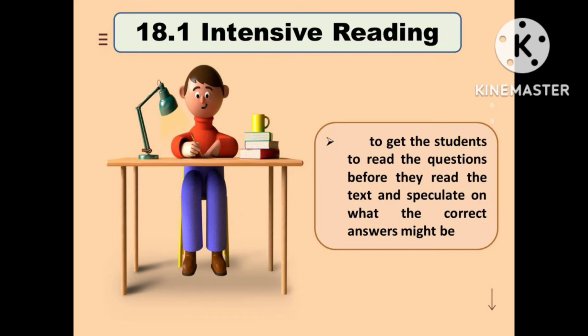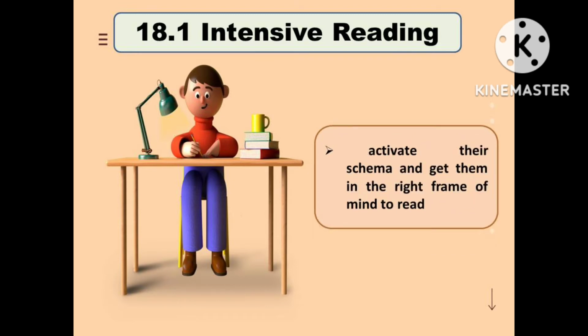The first way of doing this is to get the students to read the questions before they read the text and speculate on what the correct answers might be. This will help activate their schema and get them in the right frame of mind to read. It will also give them an idea of how to read and what to look for.